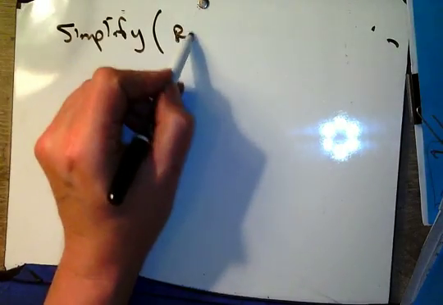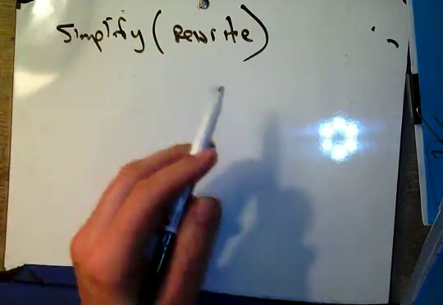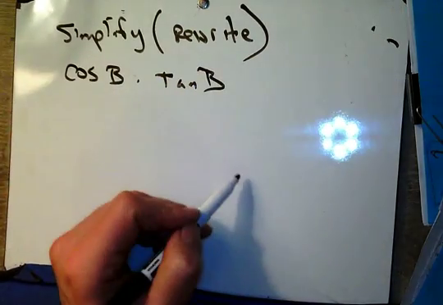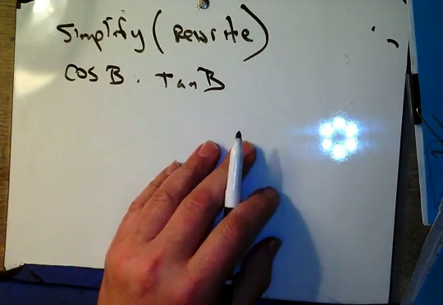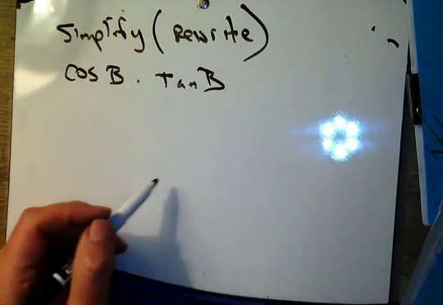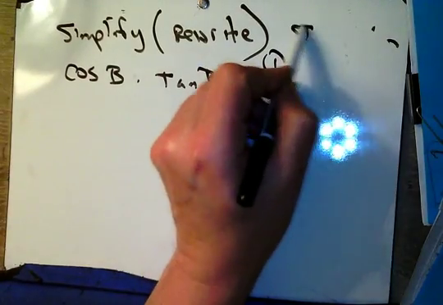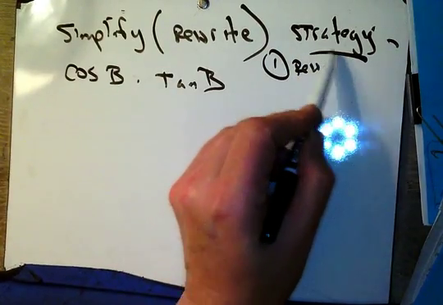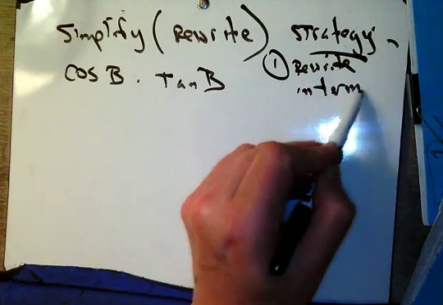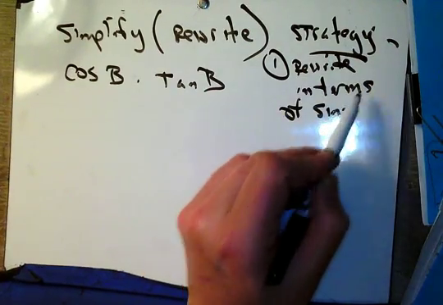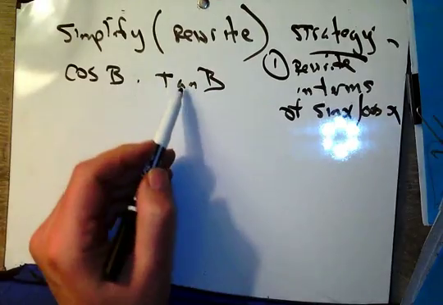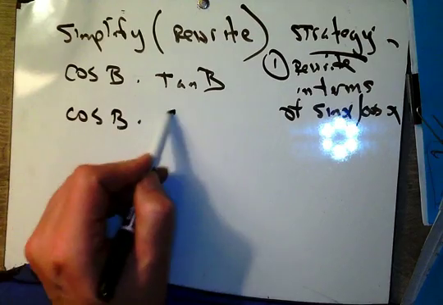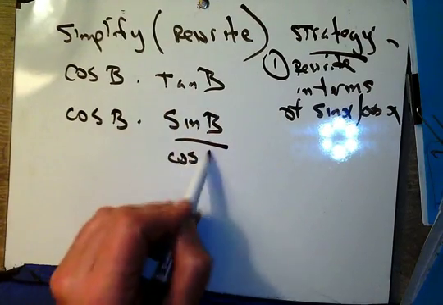Sometimes we talk about rewriting these expressions. So, cosine beta times tangent beta. And here I want to start us on our strategies list. One strategy is to rewrite in terms of sine and cosine. I'm going to leave the cosine, since it already is a cosine, but I'm going to rewrite that tangent as sine beta over cosine beta.